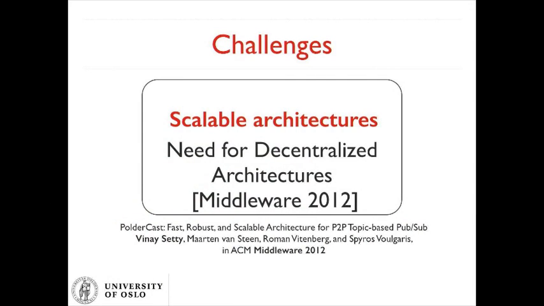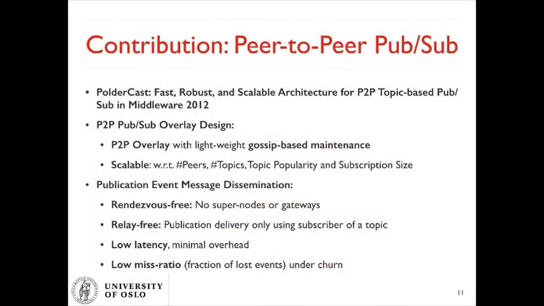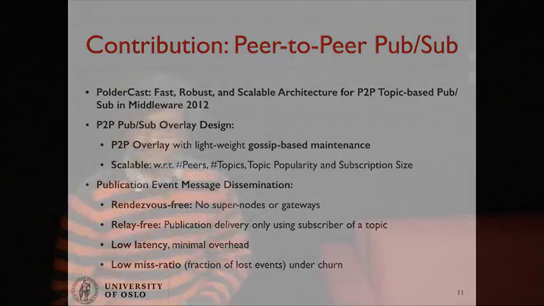During my PhD thesis, I worked on a paper which was published in Middleware 2012. This was about a peer-to-peer publish-subscribe system for topic-based pub/sub systems, where we show that it naturally scales well with the number of users. It was a gossip-based overlay, and we show that it is scalable with the number of users, the number of topics, and the subscription size, which is the number of topics per user, and so on. I'll not go into details of this work in this talk due to limited time.